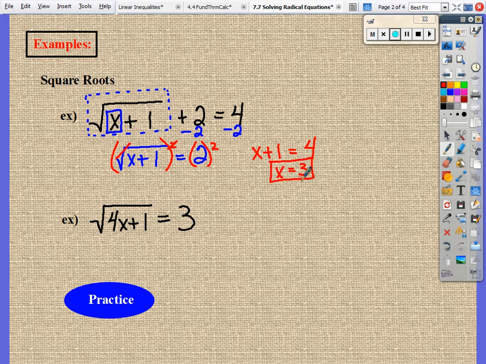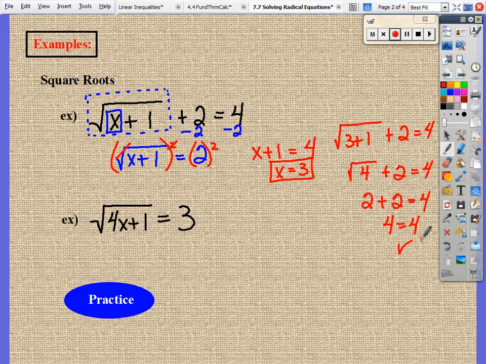Now we do need to check this answer, even though I circled it. If I plug the 3 back in, I get the square root of 3 plus 1, plus 2 equals 4. So I get the square root of 4 plus 2 equals 4. The square root of 4 is 2. 2 plus 2, hey, we're in the right spot here. 4 equals 4. That's a true statement. I know I have the right answer. The answer is 3.